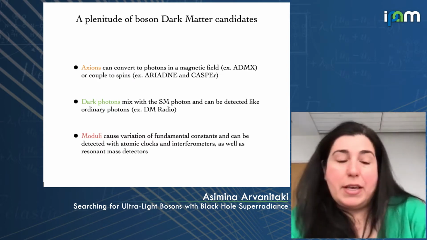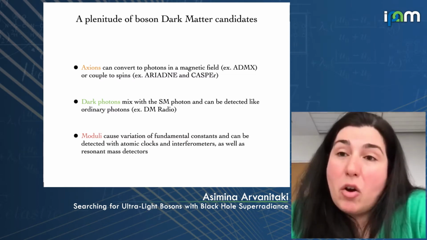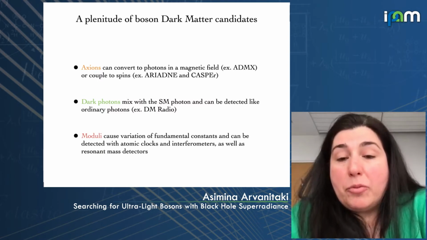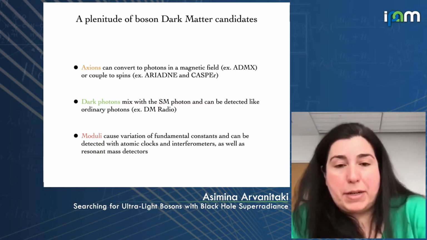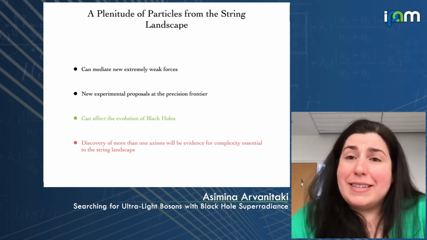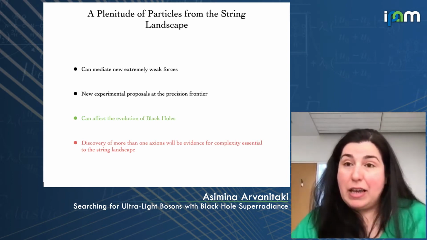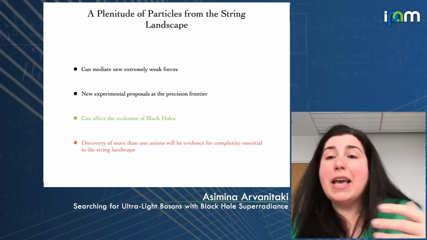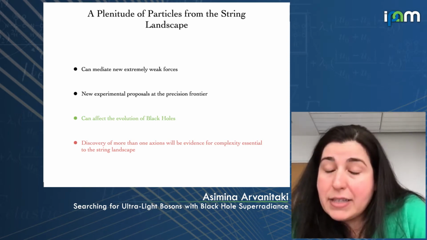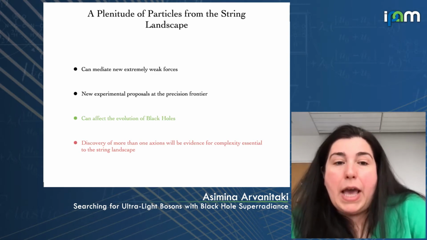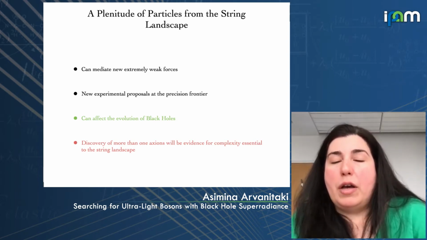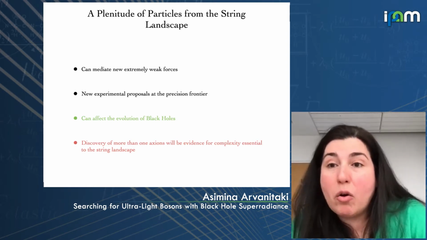Now, moduli, the things that determine the shape of the extra dimensions in string theory, can, if they are the dark matter, cause oscillatory variations of fundamental constants. You can look for them in atomic clocks and atom interferometers, as well as resonant mass detectors. This is another array of experiments. There are many experiments currently being conducted. But the main takeaway is, first of all, that these particles are very well motivated. They are excellent dark matter candidates that can mediate new forces. And now, something that's completely model independent, and this is where black holes come in: they can affect the evolution of black holes independently of how they couple to us, only through the universal force of gravity.